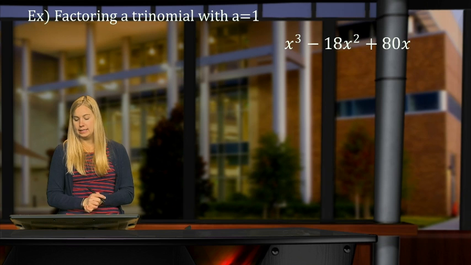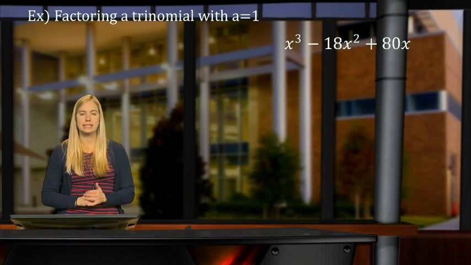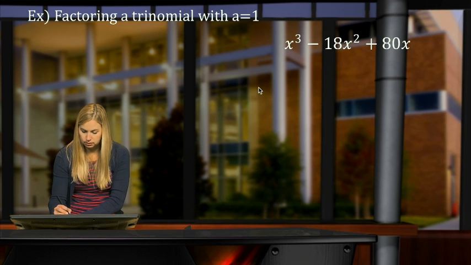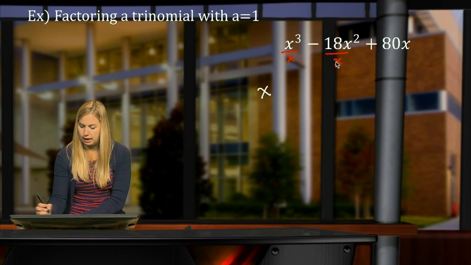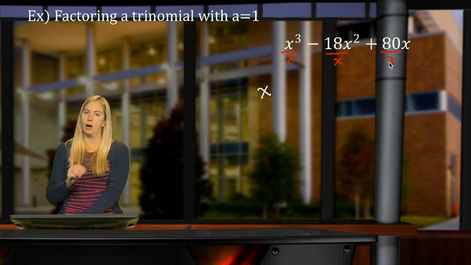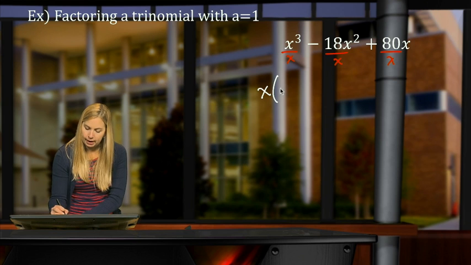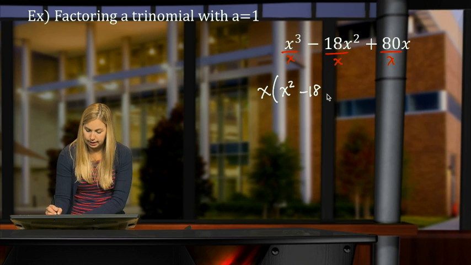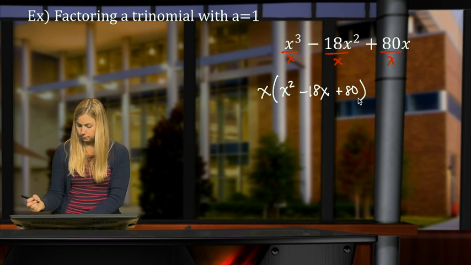X cubed minus 18x squared plus 80x. First thing we recognize is that there is a GCF that we can factor out of all of these terms. That GCF is x. So we've got our x out front, and I'm going to go through and divide every term by x. Drawing these separate fractions helps me in identifying how each of those terms are going to simplify. X cubed divided by x is x squared. Negative 18x squared divided by x is negative 18x. And 80x divided by x is just positive 80.